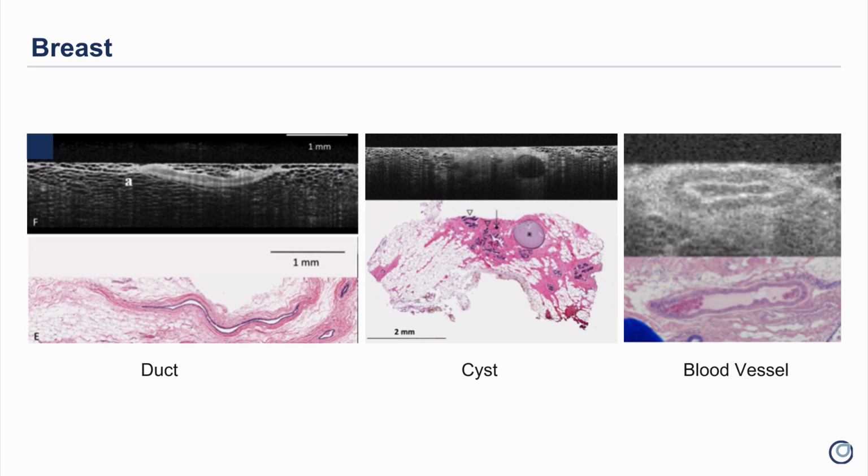Here are some more pictures of normal breast structures. From left to right, we see a duct, a simple cyst, and a blood vessel. Again, we see excellent correlation between OCT and the histological image, demonstrating the precision of optical coherence tomography.